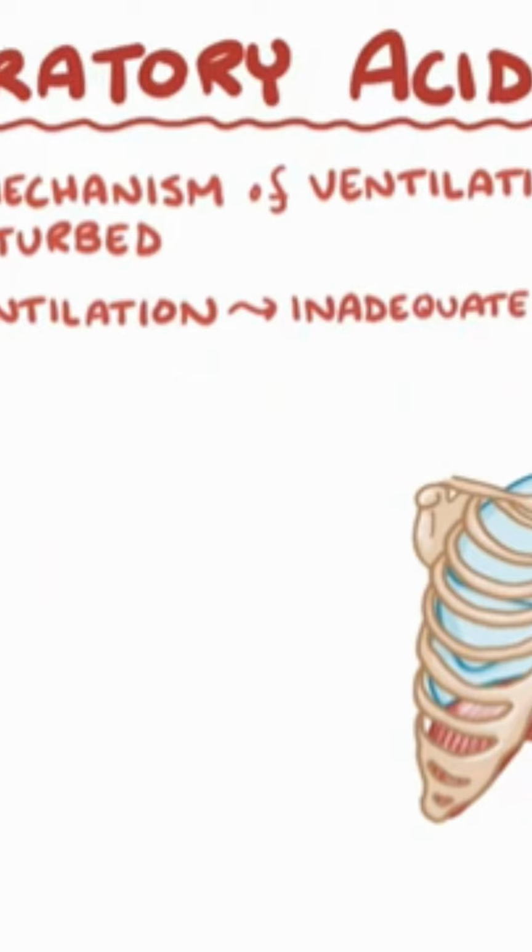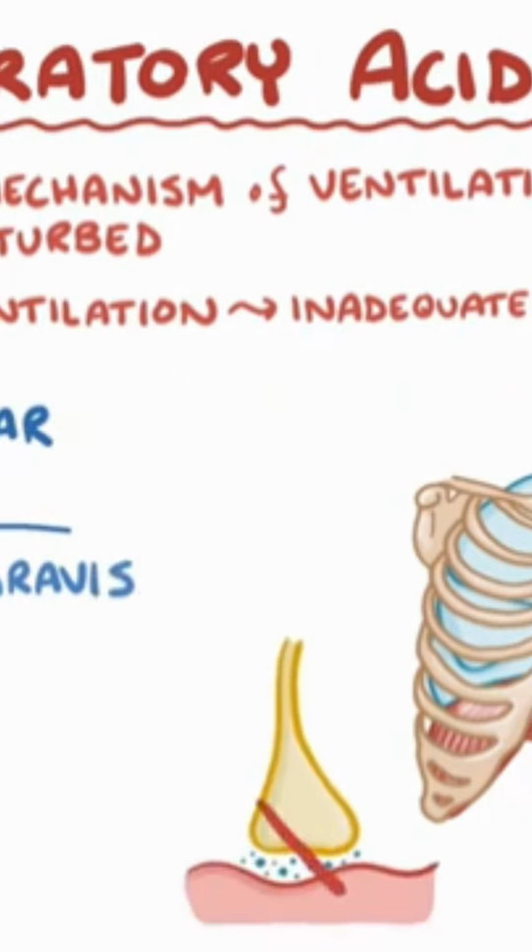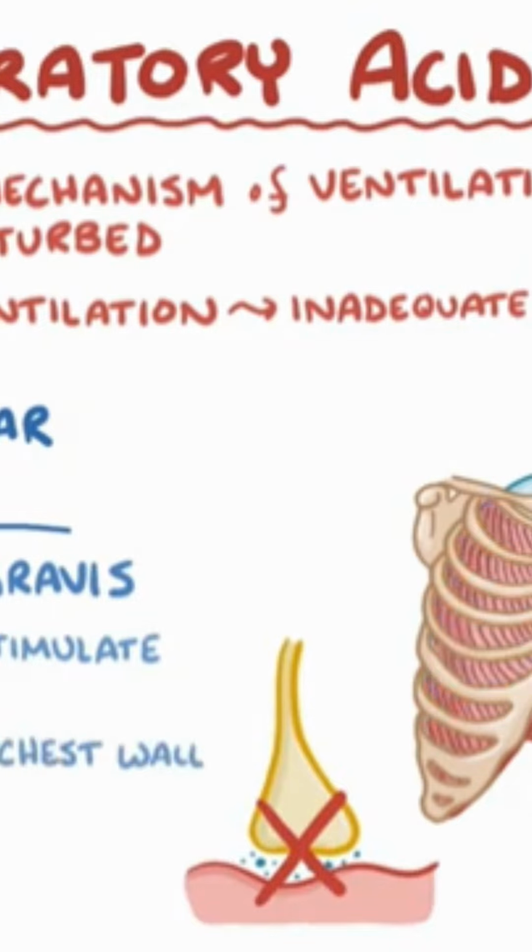It could also be due to a neuromuscular disorder, like myasthenia gravis, where the nerves don't effectively stimulate the muscles to contract. Sometimes the diaphragm or chest wall muscles don't work properly, which can happen after severe trauma, or due to obesity when the chest wall is too heavy for the muscles to lift it.